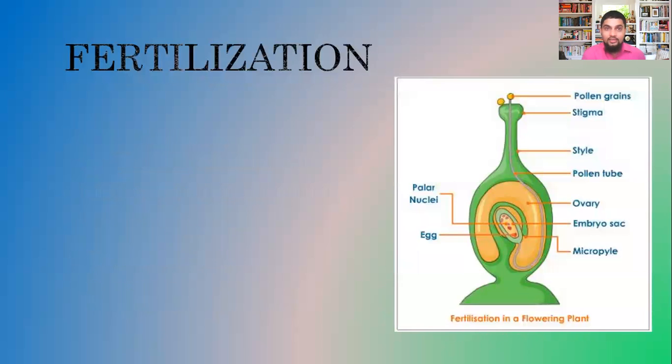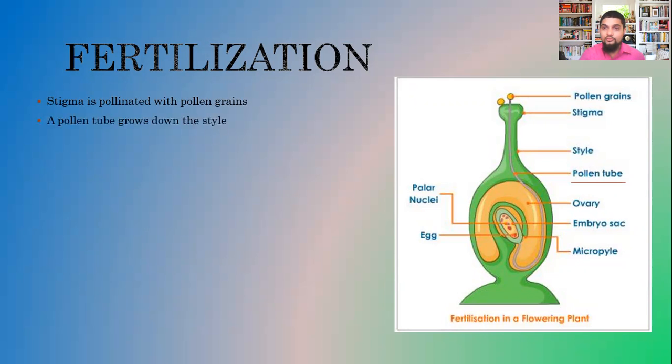And finally, we will look at fertilization. The fertilization that occurs in flowering plants is also referred to as double fertilization. And you will understand why it's called double fertilization after we go through the steps that are involved in fertilization. So first of all, the stigma is pollinated with pollen grains. As you can see in the diagram there at the top, you have the pollen grain landing on the stigma. That's the first step that occurs.